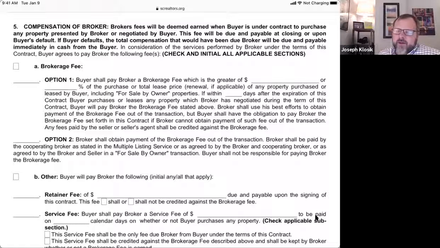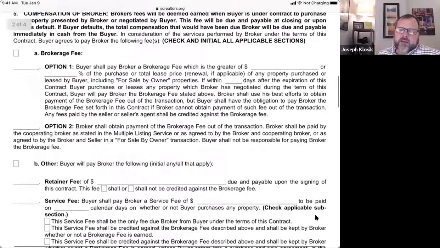Now, of course, you're not going to start with that. Right? I earn my commission when we go under contract. So if you mess up, I get it. I don't know many agents that have actually pursued that. But you do want to go in and say there are two different ways that the agents get paid.